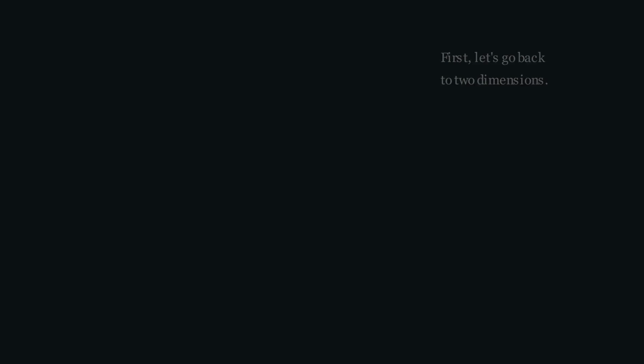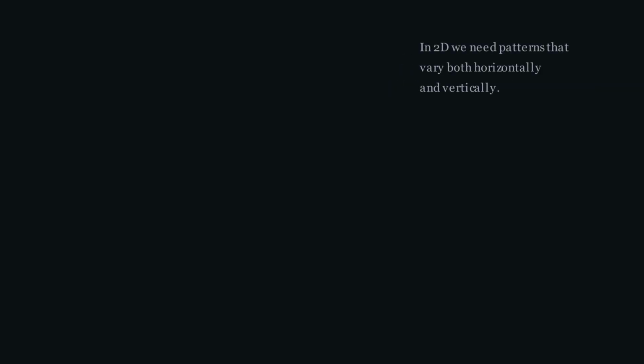First, let's go back to 2 dimensions. In 1D, our alphabet was 8 cosine patterns: flat, then 1 bump, 2 bumps, and so on. In 2D, we need patterns that vary both horizontally and vertically. So we take every pair of 1D patterns and multiply them together. 8 horizontal patterns times 8 vertical patterns gives us 64 2D patterns. Here they are, all 64 laid out in a grid.